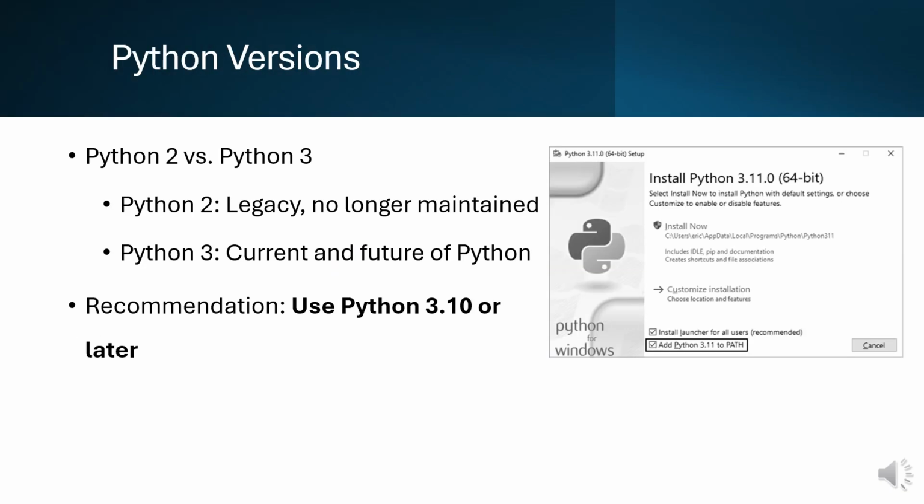Before we install Python, it's important to note that there are two main versions, Python 2 and Python 3. Python 2 has reached its end of life and is no longer maintained. We'll be using Python 3, specifically version 3.10 or later, as it has the latest features and improvements.